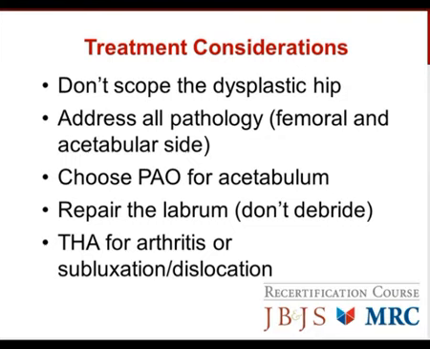On the acetabular side, the periacetabular osteotomy is going to be your treatment of choice. Anytime you have the option to repair the labrum, do that. You do not want to debride the labrum if given the option. And then, just like with FAI, if you have a patient who has substantial destruction of the joint with arthritis or joint space narrowing, then total hip arthroplasty is going to be the treatment of choice.